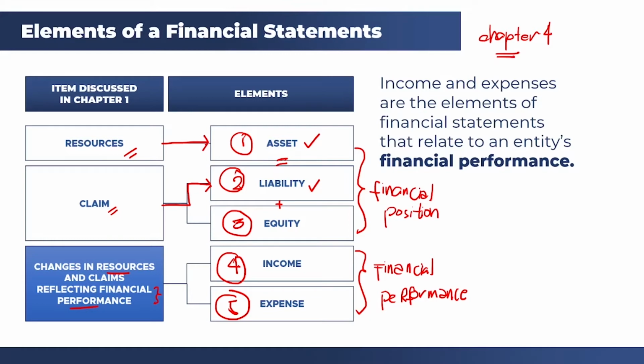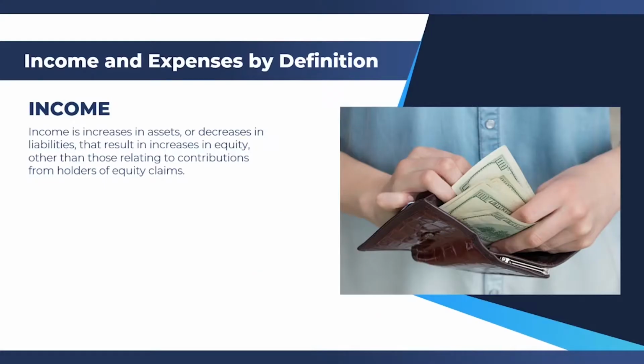Users of financial statements need information about both the entity's financial position and financial performance. Hence, although income and expenses are defined in terms of changes in assets and liabilities only, information about these two is just as important as information about the assets, liabilities, and equity. Now let's go to the more specific definition of income.